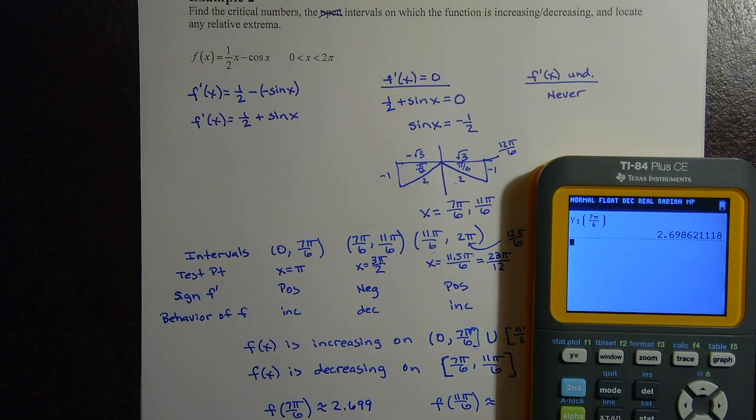Now you could also write this as 2.698, and that would be fine, okay? And then we're gonna do the same thing, but put in 11 pi over 6. And you get 2.014.